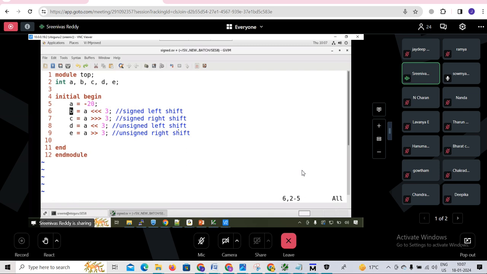Let's analyze what should be the values. Ideally speaking, it should be 20, minus 8, minus 160. It should have been 20 divided by 8. So let's do one thing, let's do shift by 2 so that it will be proper. Can you write down the values, everyone?